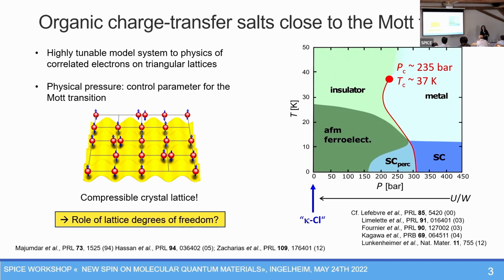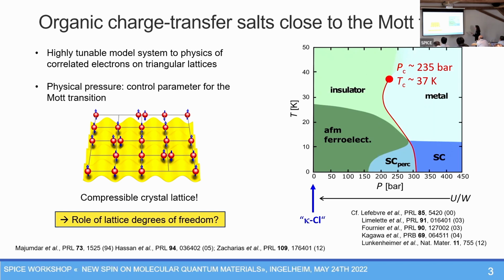And I guess within this audience, I don't have to emphasize too much that these organic materials are really model systems to explore the physics of the Mott metal insulator transition. And this is mostly because they're very highly tunable, as exemplified here by the fact that already very small pressures allow to cross this first order metal insulator transition, which then ends up in a critical endpoint located at around 37 Kelvin, so at a very convenient temperature and pressure range.